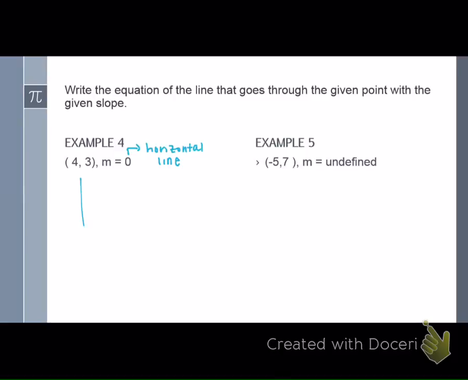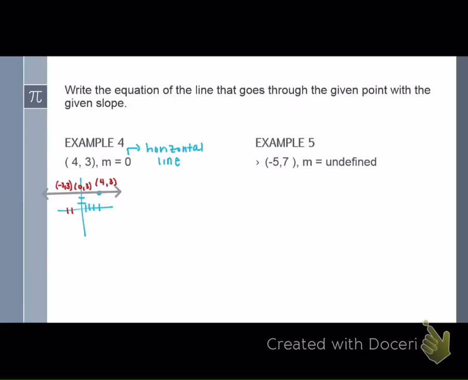If you think about this, if I plot the point (4, 3), wouldn't there be a horizontal line that goes through that? What kind of equation is always written when it's a horizontal line? This point is (4, 3). This is (0, 3). We'll call this (-2, 3). What do you notice is happening each time? Which one of those values is repeating?